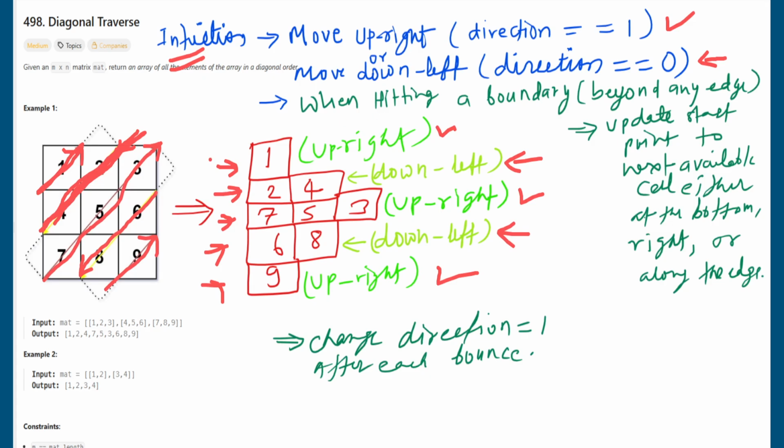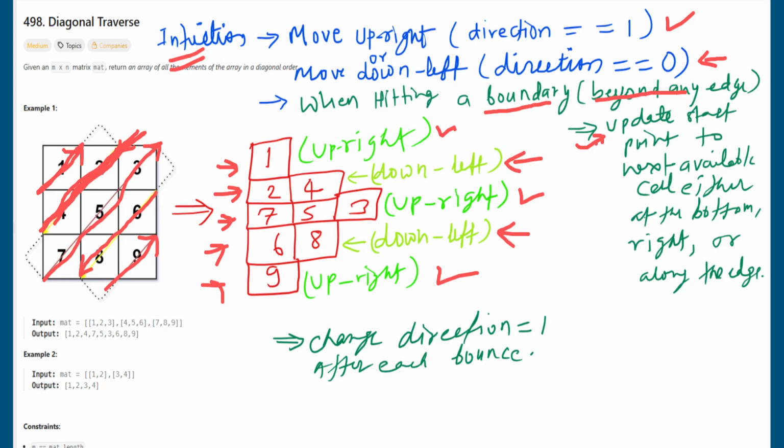So when a boundary condition hits, beyond any edge, let's talk about the edges. What are the edge conditions here? When we go in the up direction, you see that there is no more element there. There are 2 elements, there are 3 elements, and so on. So for each direction we are moving, upward or downward, there can be boundaries. Beyond any edge, we update the start.